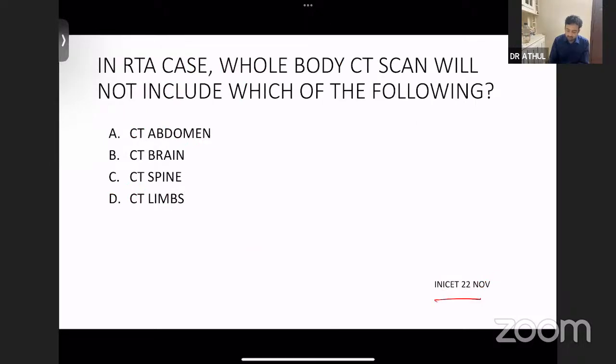So this was another question from INI-CET 2020 November session. When there is severe trauma involving multiple sections like brain, spine, or abdomen, you will do CT whole body, also known as polytrauma protocol. So, which of the following is not included? So the answer is obvious. CT limbs we don't take.